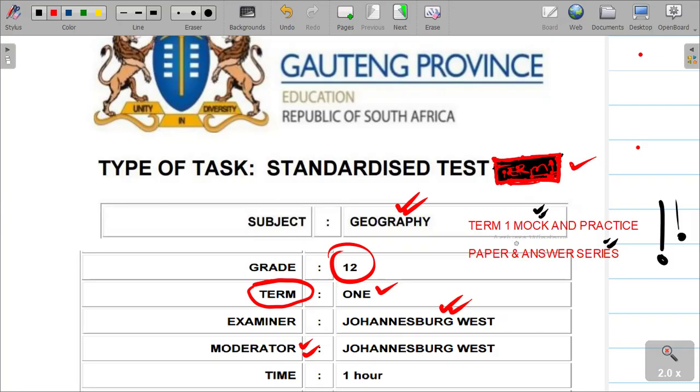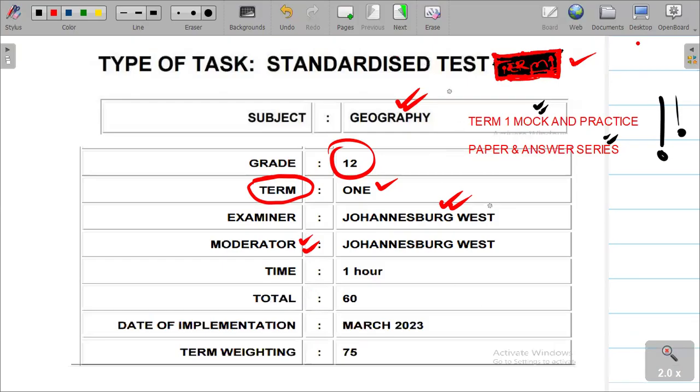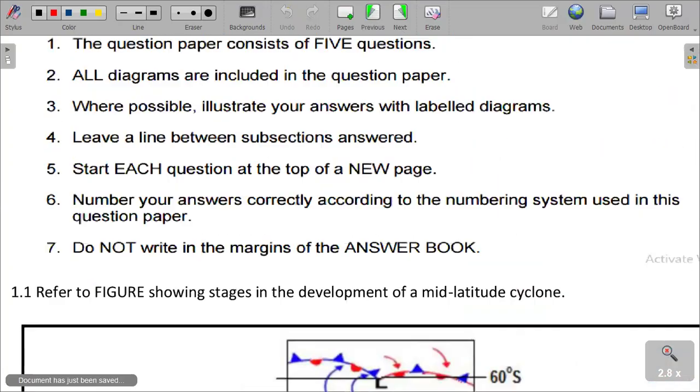So this is term 1, just the end of term. It's a mock and practice paper, also with an answer series that we are going to give and explain, giving reasons for every situation and other relevant questions that you are going to see in regard to this topic or this revision session. So without wasting any time, we want to go through the paper.